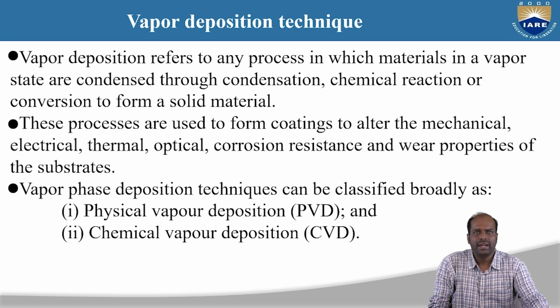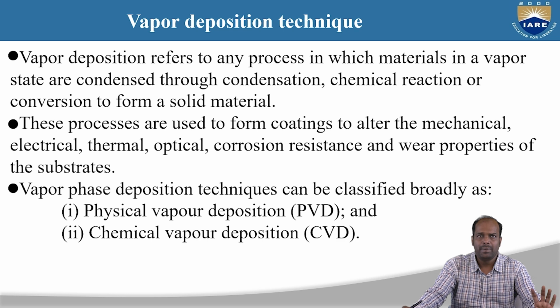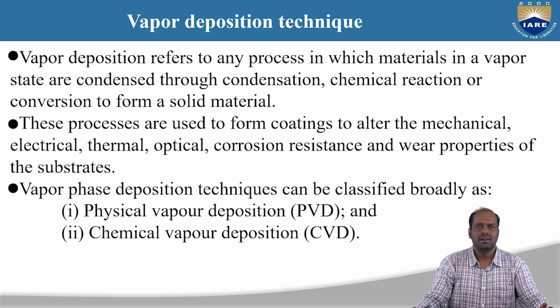Another deposition technique is vapor deposition, which refers to any process in which material in vapor state or condensed state is converted, through condensation or chemical reaction, to form a solid material. This process is used to form coatings and thin films, and to alter the mechanical, electrical, thermal, optical, corrosion-resistant and wear properties of different kinds of substrate.